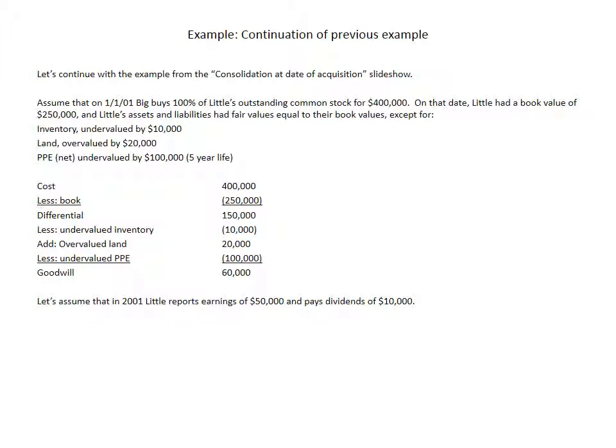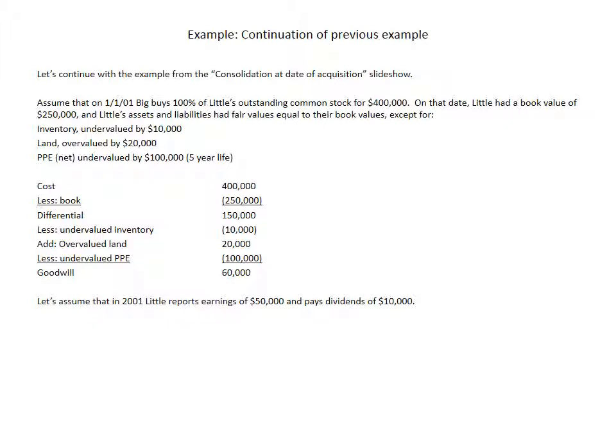Again, in that case, on January 1st, 2001, big company buys 100% of little company's outstanding common stock for $400,000. On that date, little had a book value of $250,000. Little's assets and liabilities had fair values equal to their book values except for inventory undervalued by $10,000, land overvalued by $20,000, property, plant, equipment net undervalued by $100,000 with a 5-year life. And again, we've got the same analysis of cost versus book value that we had previously, ending up with $60,000 of goodwill. Now let's assume, again, that occurred on January 1st.